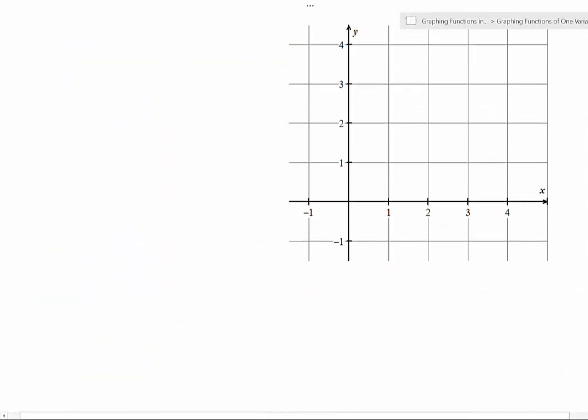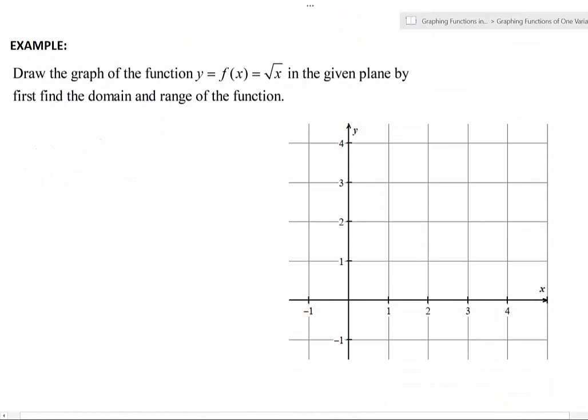All right, one more example. How about now we look at the graph of a function y equals f of x is the square root of x. Again, we'll make a little table to help us along. Make a table with x's, with f of x's, and the corresponding ordered pairs.